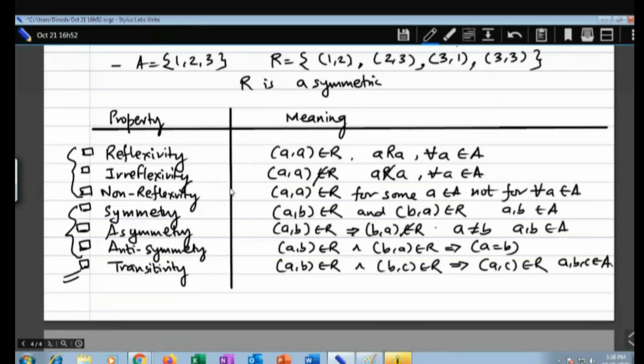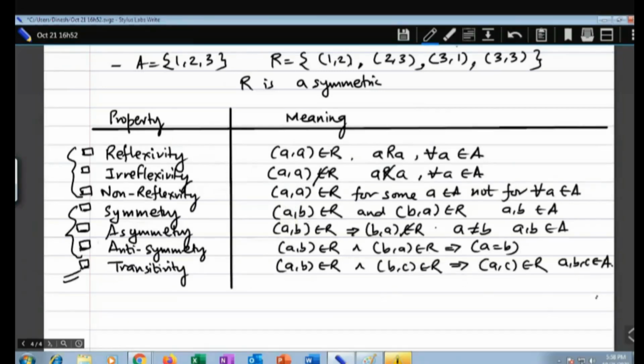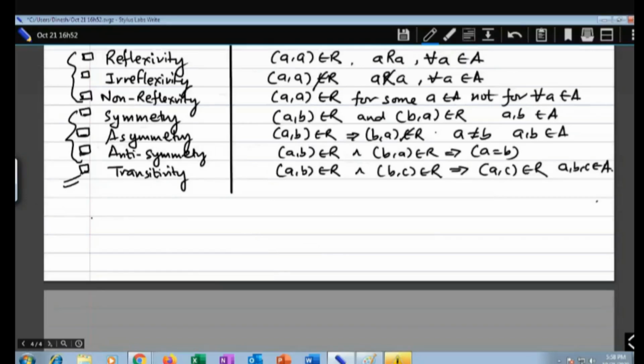If you remember all these properties, you may have a good chance to score in the questions specifically asked on relations. Okay, the last note that I just found.